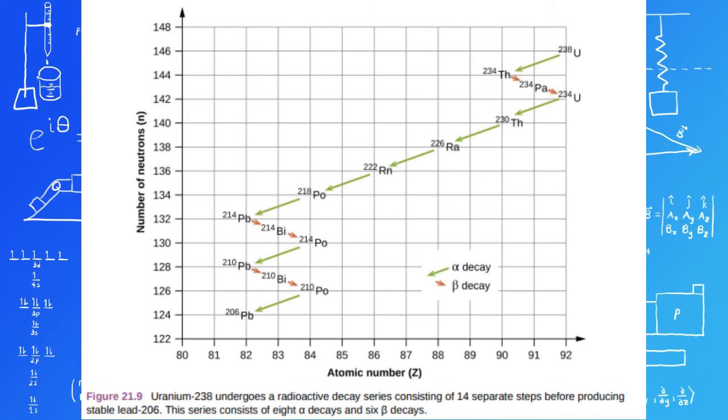But that's an example of a radioactive decay series, which is not the same thing as a chain reaction. We will talk about chain reactions later. But this is not a chain reaction, it's a decay series. Make sure you don't confuse those two concepts.